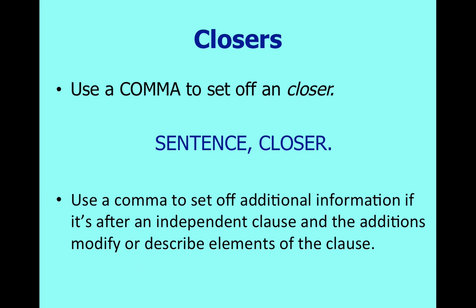For a closer, it works pretty much the same way. You're going to use a comma to set off a closer. So you'll have your sentence, comma, and then a closer. You're using a comma to set off additional information if it's after an independent clause and the additions modify or describe elements of that clause.